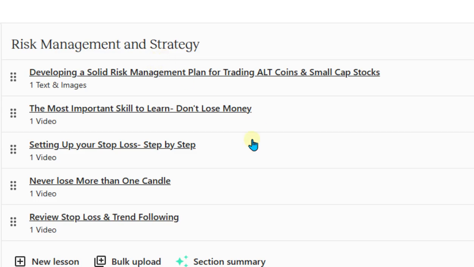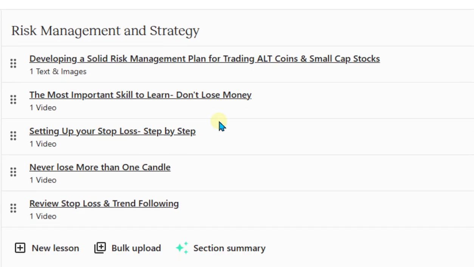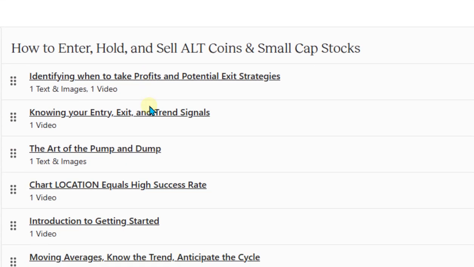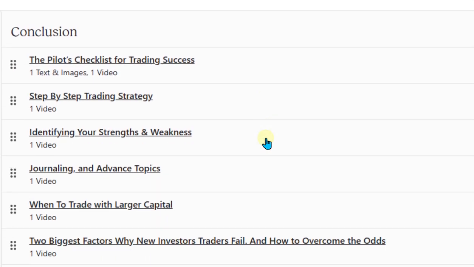Risk management. There's only two types of traders in the world, or investors in the world for that matter: depositors and withdrawers. Depositors are always putting money into their account because they keep losing money. Withdrawers are able to pull money out of the account, which I hope you want to do. So anyway, we teach you how to manage your risk capital, then how to enter, hold, and sell. I mean, anyone really can go in, click a mouse, and buy, but it's knowing when and how to sell that's going to take you to the next level.